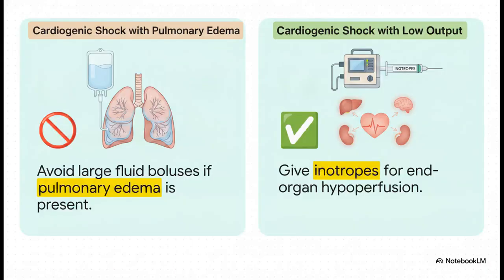For cardiogenic shock treatment, you're dealing with low cardiac output, pulmonary edema, elevated JVP, and high filling pressures. Do not reflexively give large fluid boluses. It's a trap that will just worsen the pulmonary edema. Instead, you must provide inotropic support using drugs like dobutamine or milrinone to treat the end organ hypoperfusion.